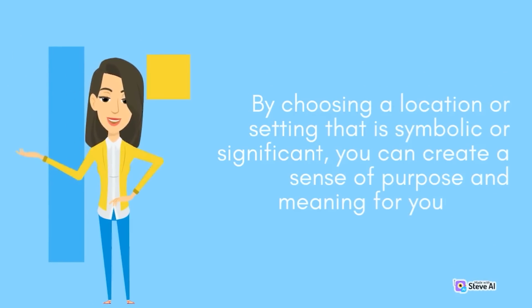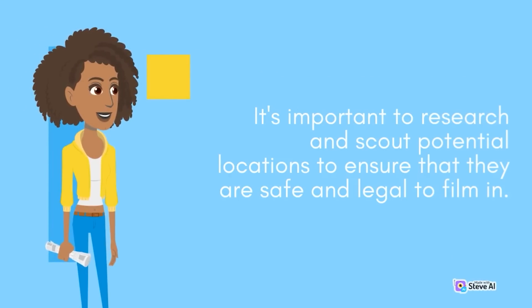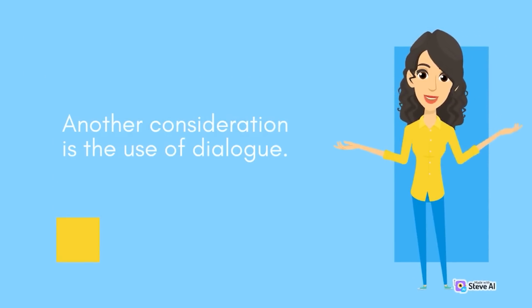By choosing a location or setting that is symbolic or significant, you can create a sense of purpose and meaning for your hero. It's important to research and scout potential locations to ensure that they are safe and legal to film in. Another consideration is the use of dialogue.